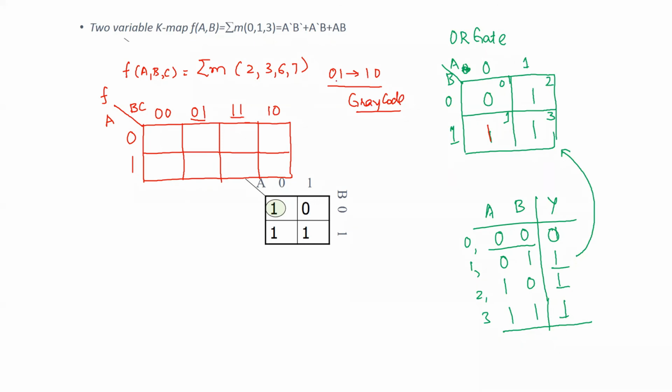Why 11? Because if a 01 to 10 transition happens, you have a 2-bit change, and that is not desirable. In a K-map we do not want more than a 1-bit change. So then it becomes 11 and then 10. Now you will write the numbers: ABC 000 is 0, 001 is 1, then 011 is 3, then 2, then 100 is 4, 5, 6, and 7.